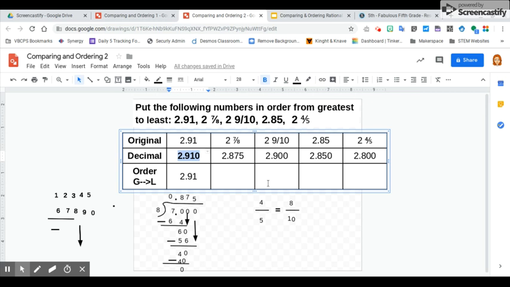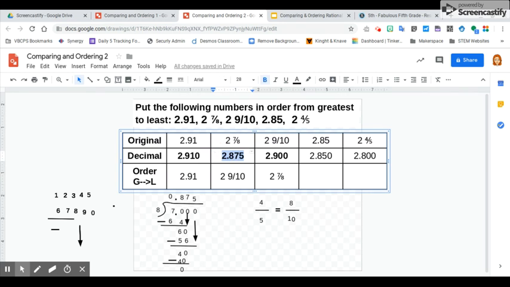The next one that I see, the next biggest, is 2.900. And that was the original number, which was 2 and 9/10. So I'm going to write 2 and 9/10 in the next box. And again, I'm going to bold it so that I know I already used it. The next one I see is 2.875, which is the next highest number. And the original form of that was 2 and 7/8. So I'm going to write 2 and 7/8 in that box, and I'm going to bold that one so that I know I already used it.